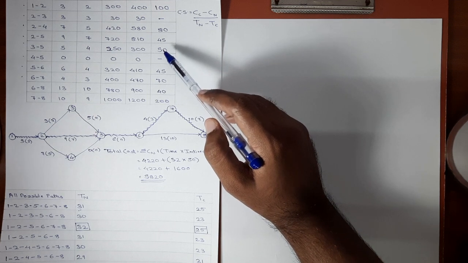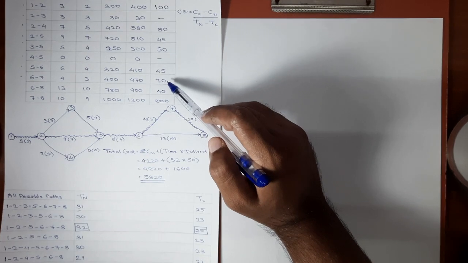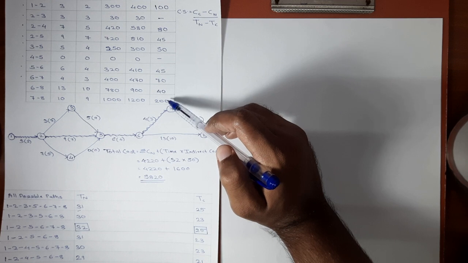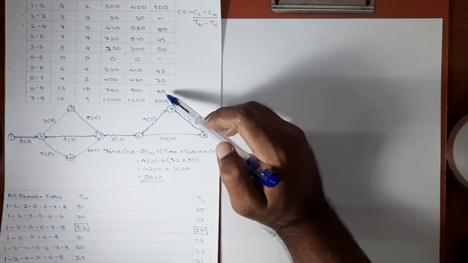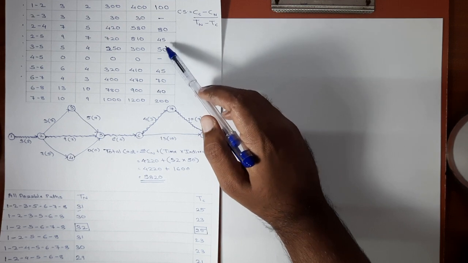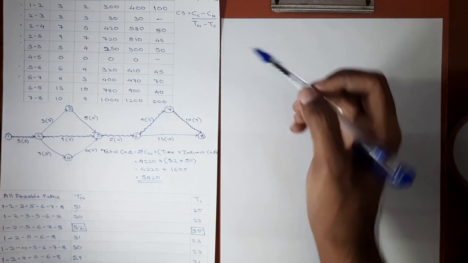For 5, 6, the cost slope is again 45. For 6, 7, the cost slope is 70. And for 7, 8, the cost slope is 200. So the minimum cost slope is 45, which is of activity 5, 6 and activity 2, 5. We can crash any of the activity. I'll go with activity 2, 5 first.